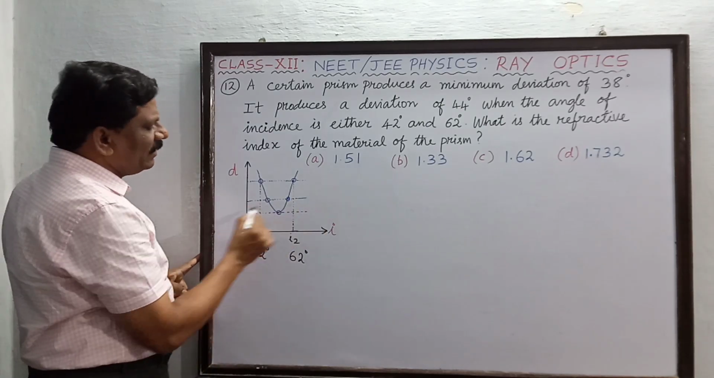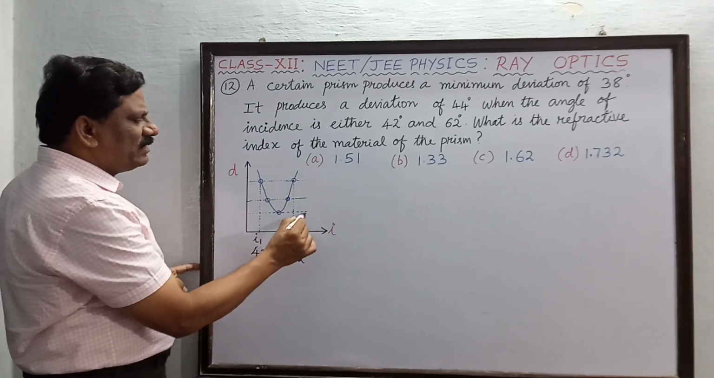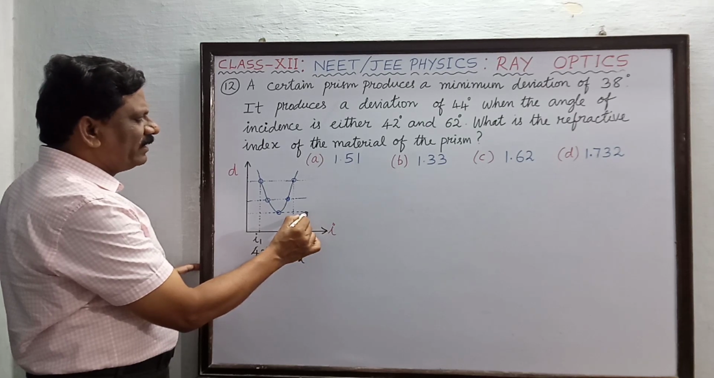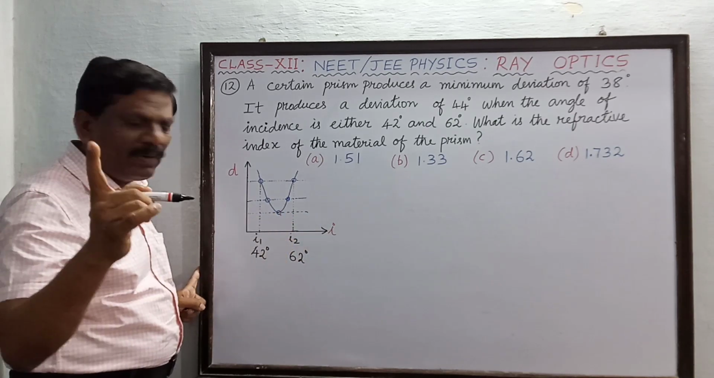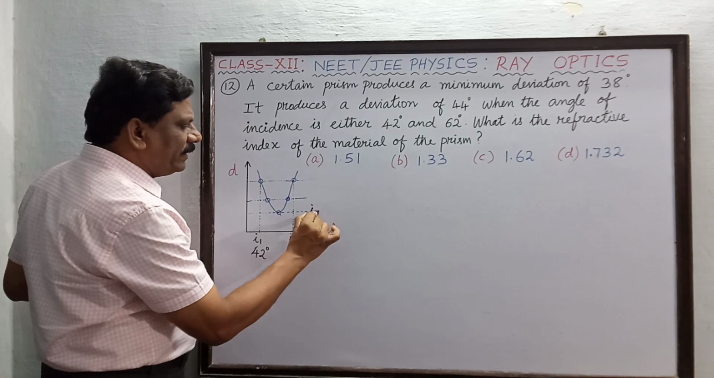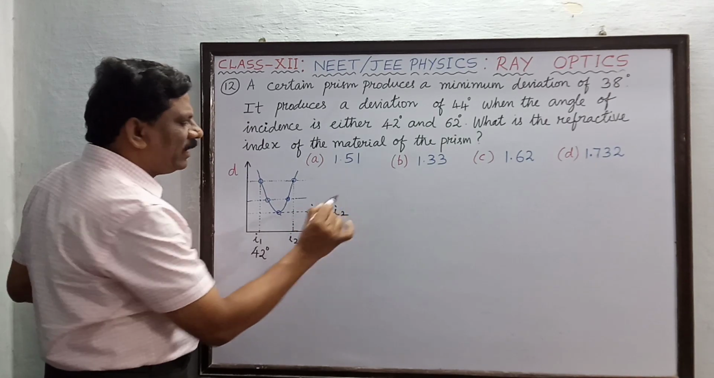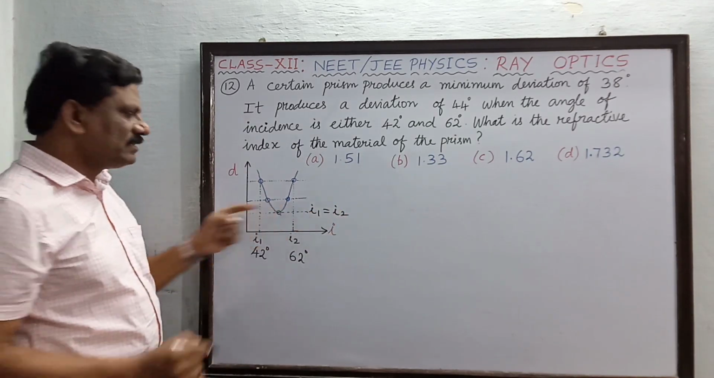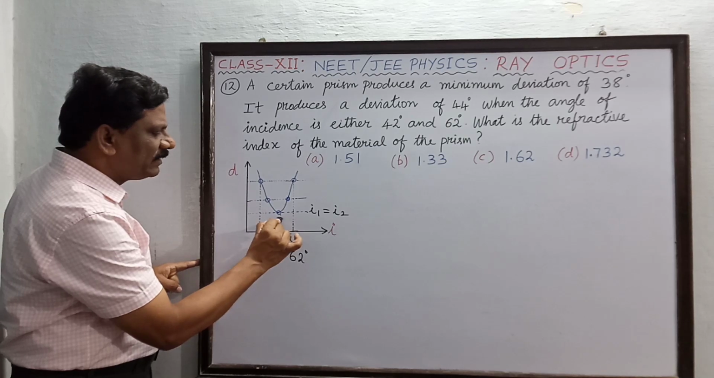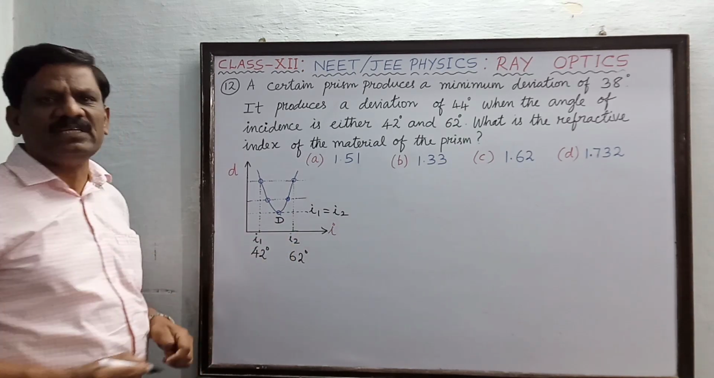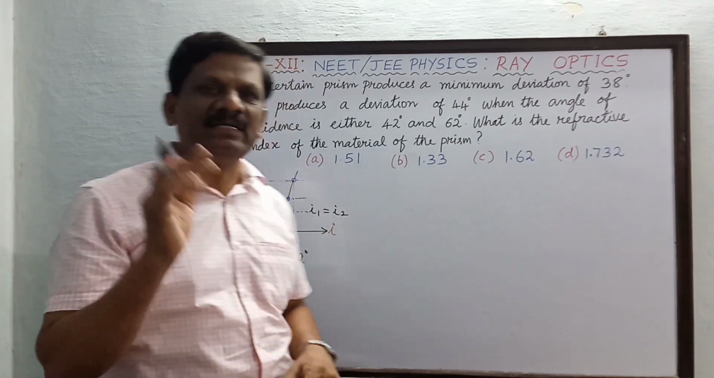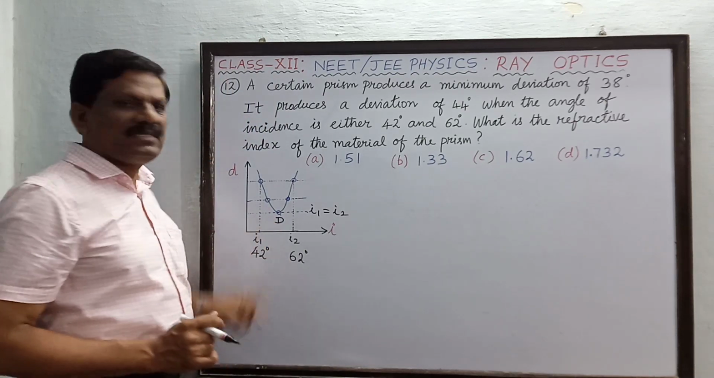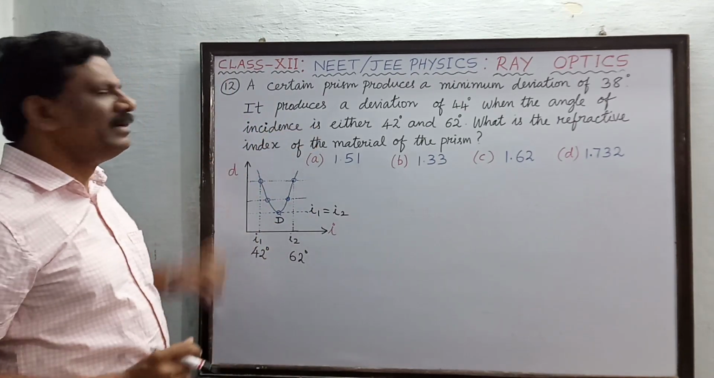Like this, I draw different straight lines. Can you see the third line? This line touches the graph at only one point. So at this point, i1 must be equal to i2. We have studied this, and the deviation is the least value. The angle of deviation is the least value, and that capital D is called the angle of minimum deviation.